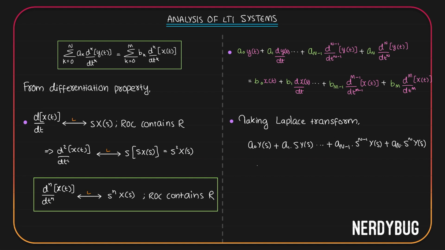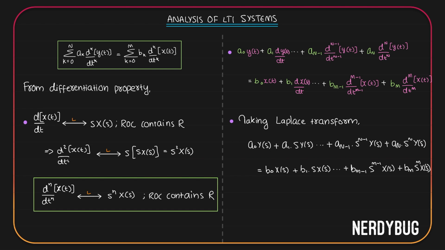This is equal to, on the right hand side, we have b0 x of t, whose Laplace transform is b0 X of s. Similarly, for the next one, we'll get b1 sX of s. It goes like that, and for the m minus 1th one, we get b m minus 1 s raised to m minus 1 X of s. And the last one is b m s raised to m X of s.